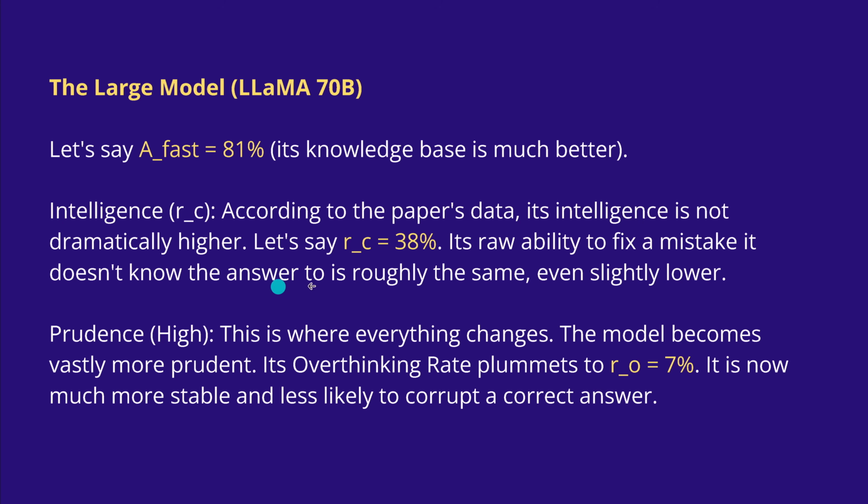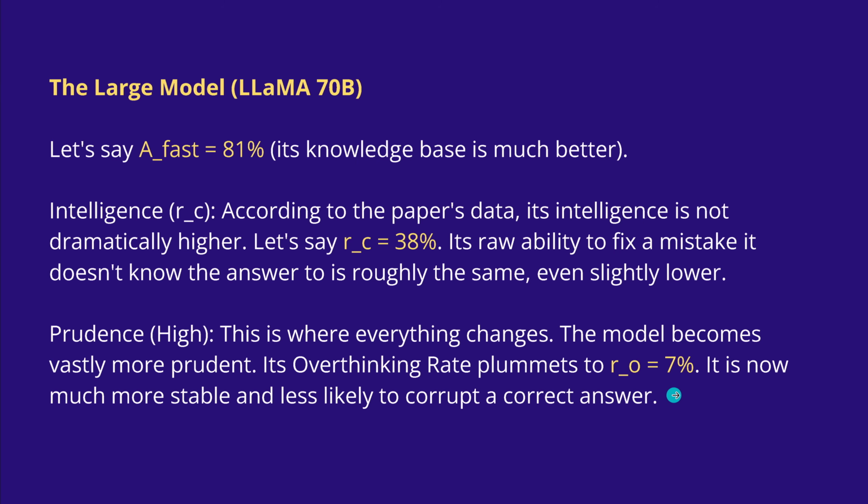But look at the prudence. This is where everything now changes. Now, this model becomes vastly more prudent, more cautious. Its overthinking rate plummets now to 7%. So it is now much more stable in its reasoning performance, and it is less likely to corrupt a correct answer and modify it into an incorrect answer.